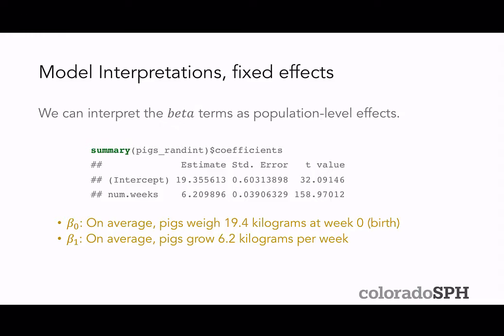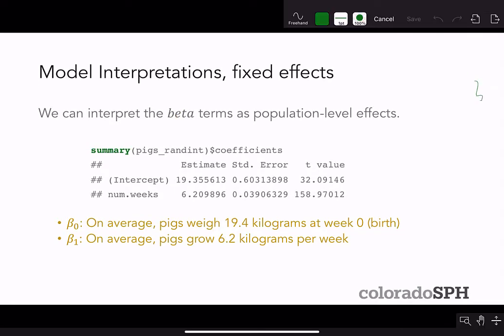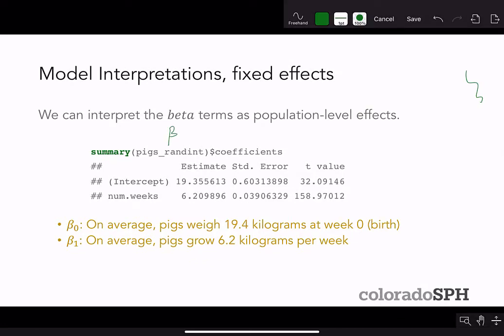So now I'm going to jump into some interpretations for this model. We can interpret the beta coefficients of the population effects the same way we would in normal linear regression. For this model, we had y equals beta 0 plus beta 1 times time plus a random intercept plus an error term.